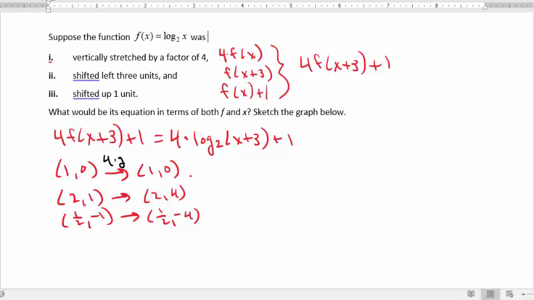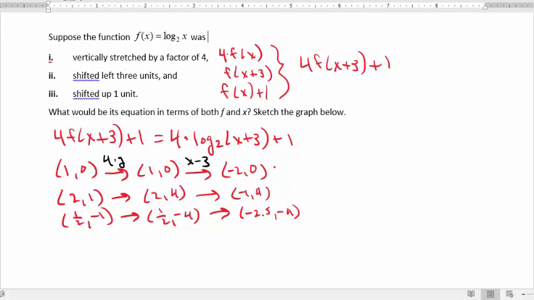So the next transformation is going to be shifting left 3 units. So that's going to be doing x minus 3. So we're going to take away 3 from the x. So 1, 0 becomes negative 2, 0. 2, 4 becomes negative 1, 4. And 1 half, negative 4 becomes subtracting 3, right? So that's negative 2 and a half, negative 4.